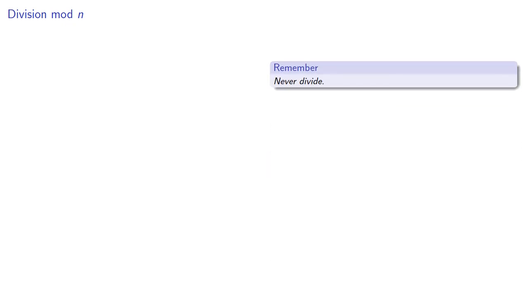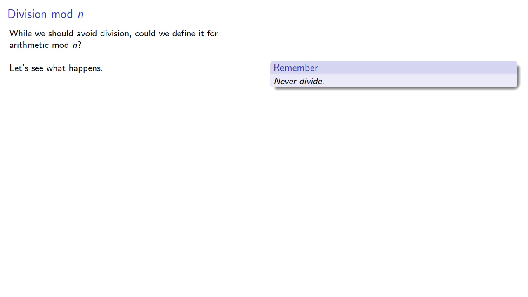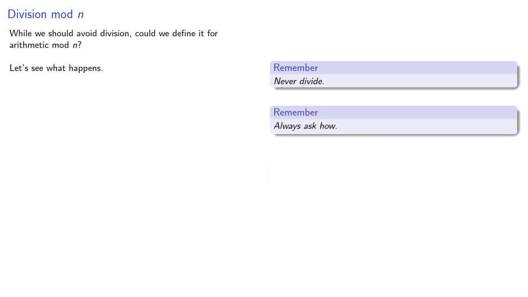What about division? Remember, never divide. But we should avoid it. Could we still define division for arithmetic mod n? Well, let's see what happens. A useful guide here is always ask how.